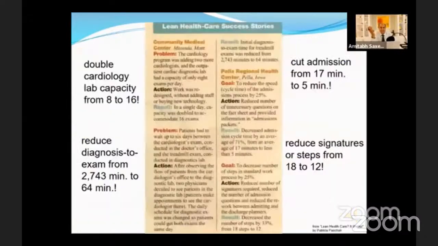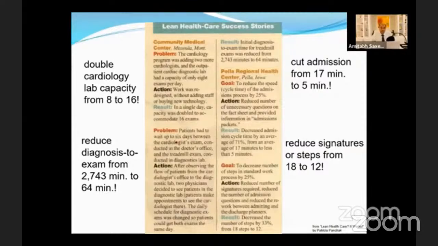Before that, I'll tell you some of the things which we did using these waste reduction principles. We doubled the cardiology lab capacity from 8 to 16. We redesigned the workflow. Earlier, the cardiology program was adding 2 more cardiologists, and the outpatient cardiac diagnostic lab had a capacity of only 8 exams per day. We redesigned the process and we were able to double the capacity. We reduced the diagnosis time from 2000 minutes to 64 minutes.